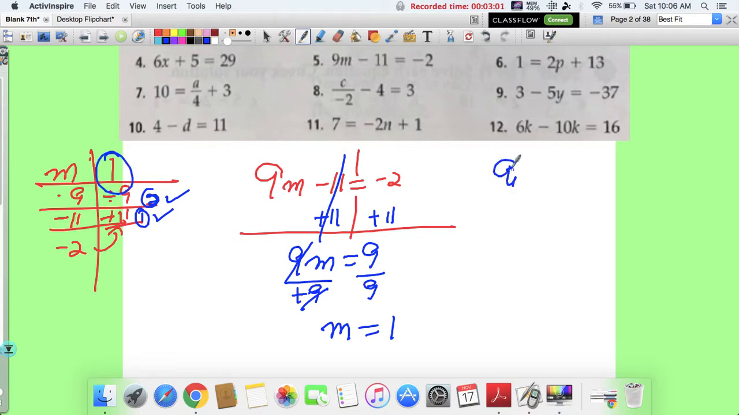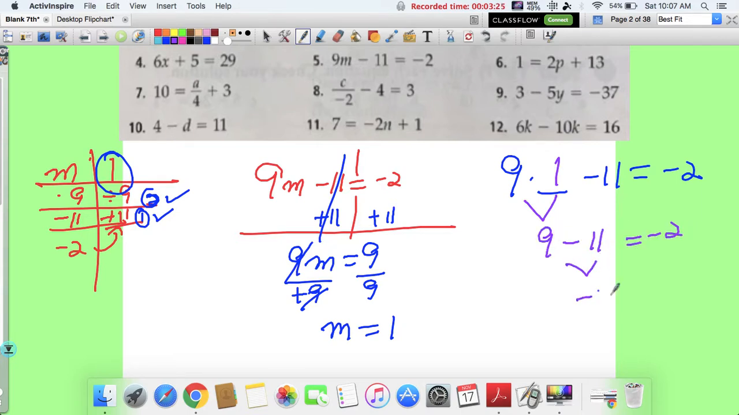Let's check. 9 times blank minus 11 equals negative 2. And over here, I'm going to replace that blank space with 1. 9 times 1 is 9. Now it's 9 minus 11 equals negative 2. And this is truly negative 2. So don't cut corners. Show me the work like as it is in here. Okay. I will be picky when I'm correcting equations.